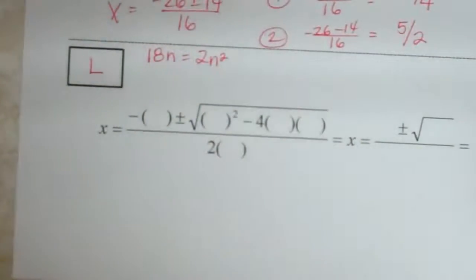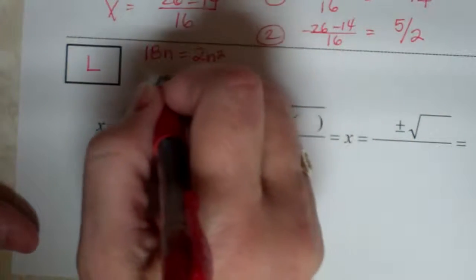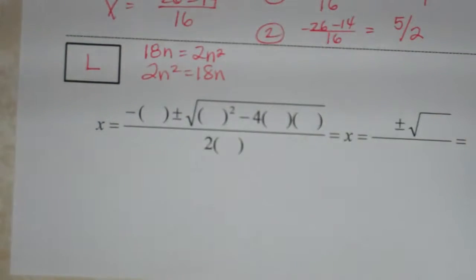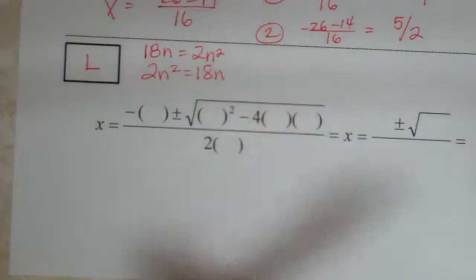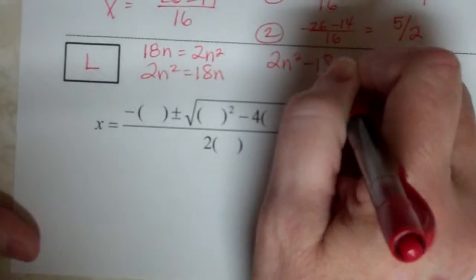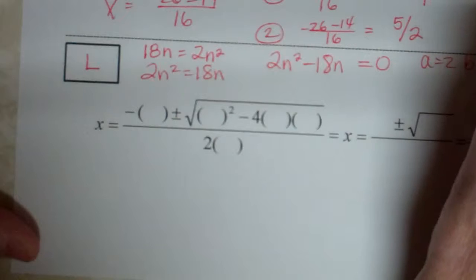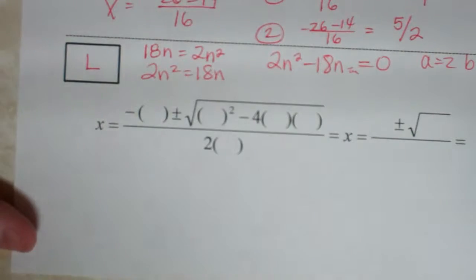And the last one, we're in the home stretch now. I want to trade them around first. I want to put 2n squared equal to 18n. I don't like dealing with the negative a if I don't have to. I did it up there a while ago because it was easier, but if 18n is equal to 2n squared, then 2n squared is equal to 18n. Now it's not on the right side, so I have 2n squared minus 18n equals 0. So a is 2, b is negative 18, and c is 0, because there's no number right here. See? Nothing. So that's a 0.